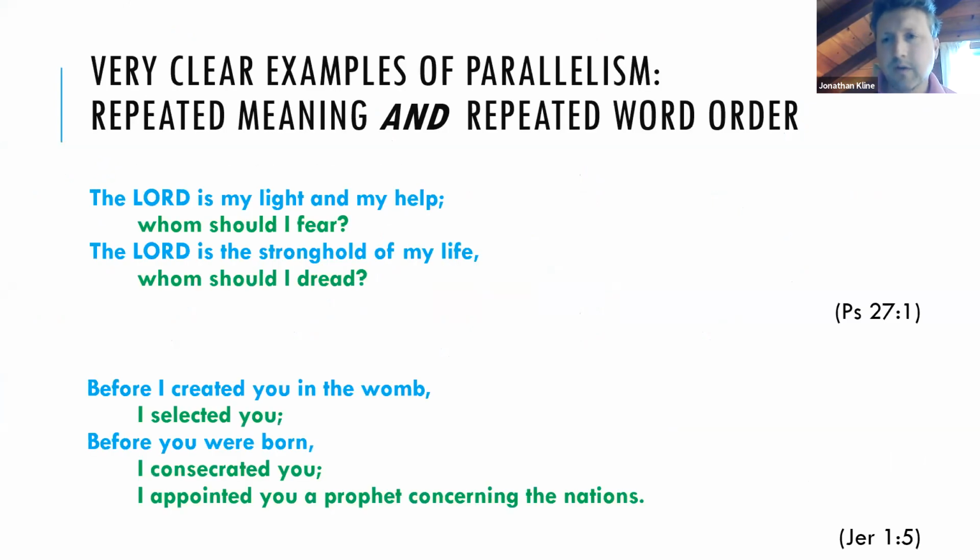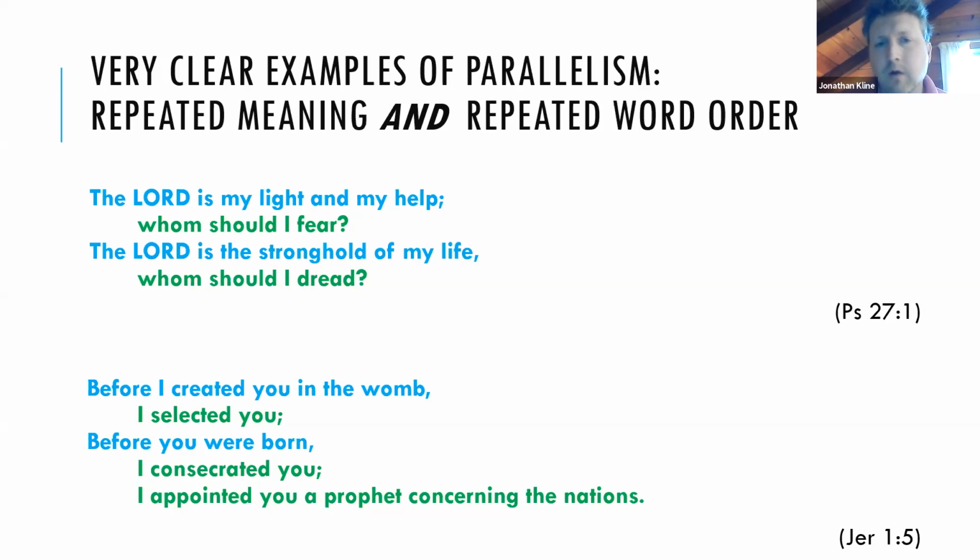Let's look at a couple examples where you have adjacent lines of poetry where the meaning is repeated and the word order is repeated. This is rare, this is the exception, but the parallelism here is very clear. Psalm 27:1, "The Lord is my light and my help, whom should I fear? The Lord is the stronghold of my life, whom should I dread?" So the blue lines, you can see they're parallel in meaning and in word order, and so are the green lines.